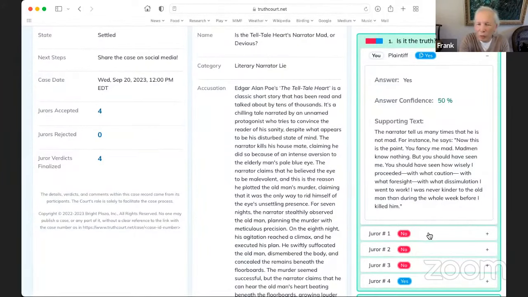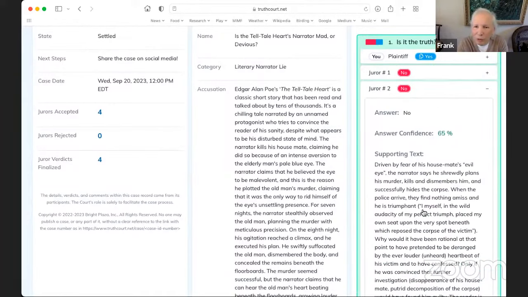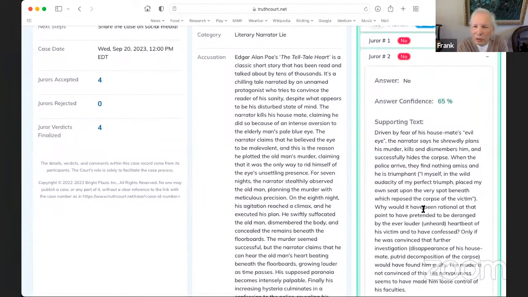So let's see what juror number 1 said. Juror number 1 said, this is a self-deception. He believes he is in control of the lies he makes up for the old man to kill him, makes for an out-of-control lie of the telltale heart beating, which drives him mad. Okay, that's a very defensible opinion, but from a literary standpoint, it's not supported by anything in the text. That's an interesting opinion. Here's number 2. The answer is no.